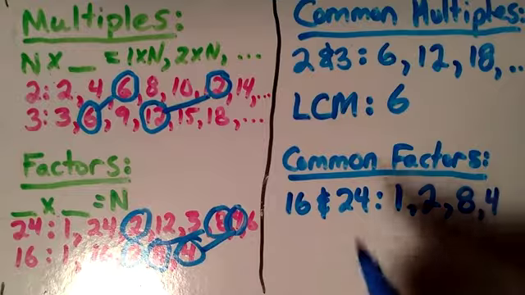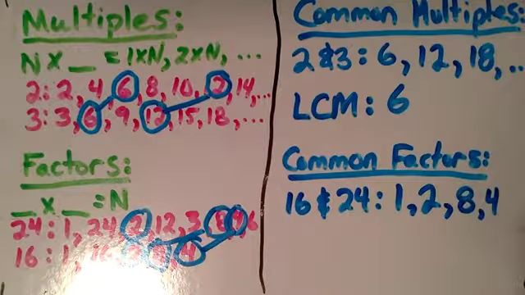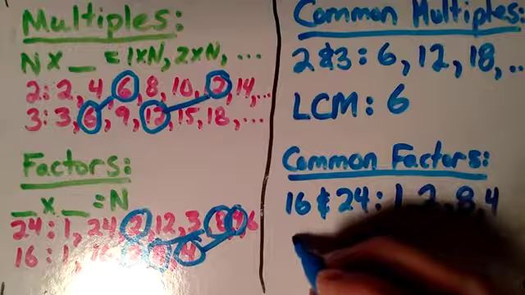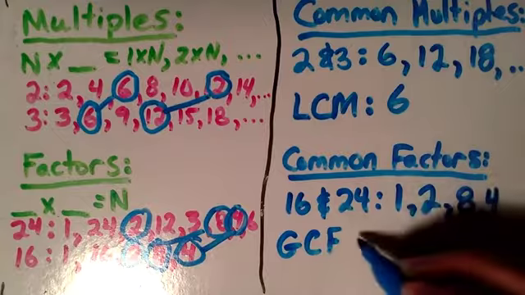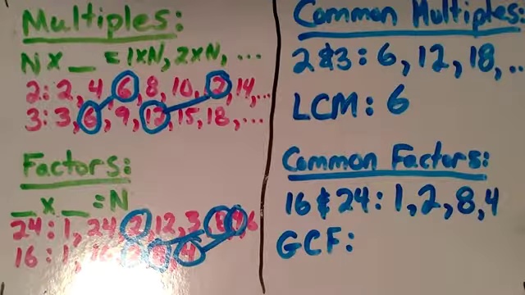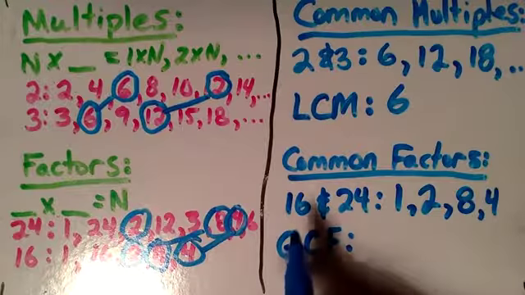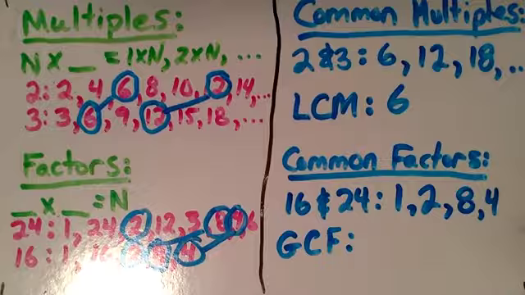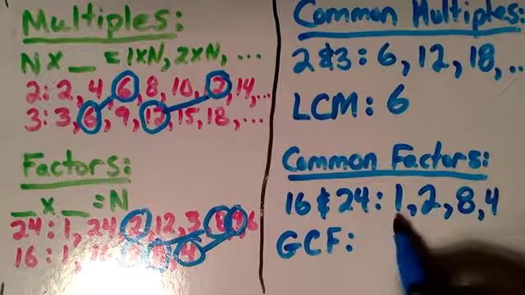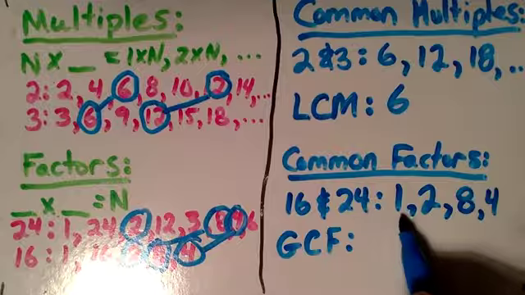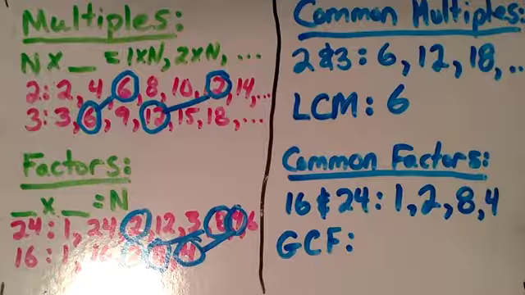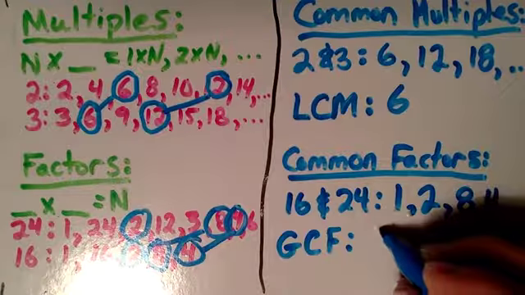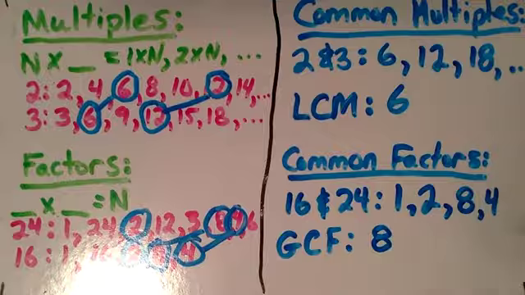Now, again, similar to there being a least common multiple, sometimes you'll be asked for what's called the greatest common factor. The greatest common factor is basically the biggest number that can go into both 16 and 24 in this case. So if we look at our numbers here, we see we have 1, 2, 4, and 8. So 8 is the largest number that we have, and so 8 is considered our greatest common factor.